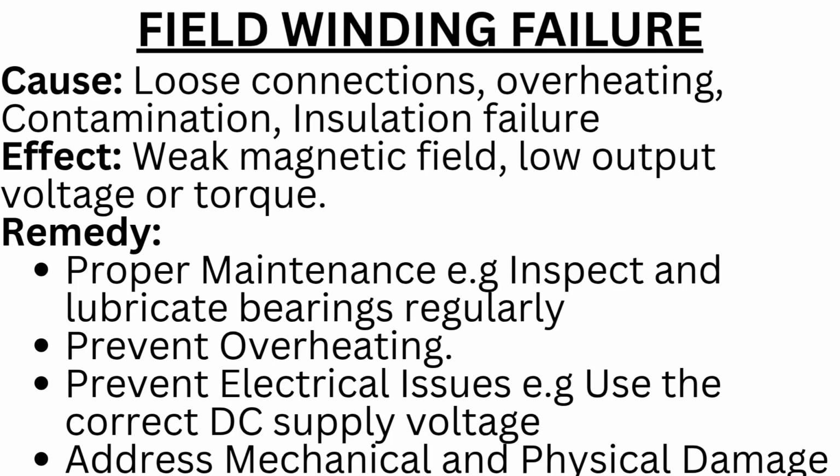Let us look at the next electrical failure, field winding failure. Cause: loose connections, overheating, contamination, insulation failure. Effect: weak magnetic field, low output voltage or torque. Remedy: proper maintenance, e.g. inspect and lubricate bearings regularly. Prevent overheating. Prevent electrical issues, e.g. use the correct DC supply voltage. Address mechanical and physical damage.